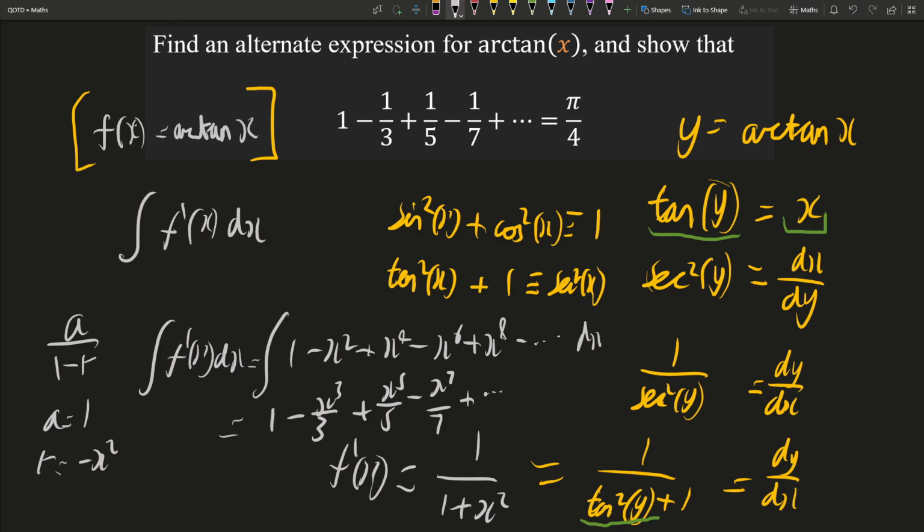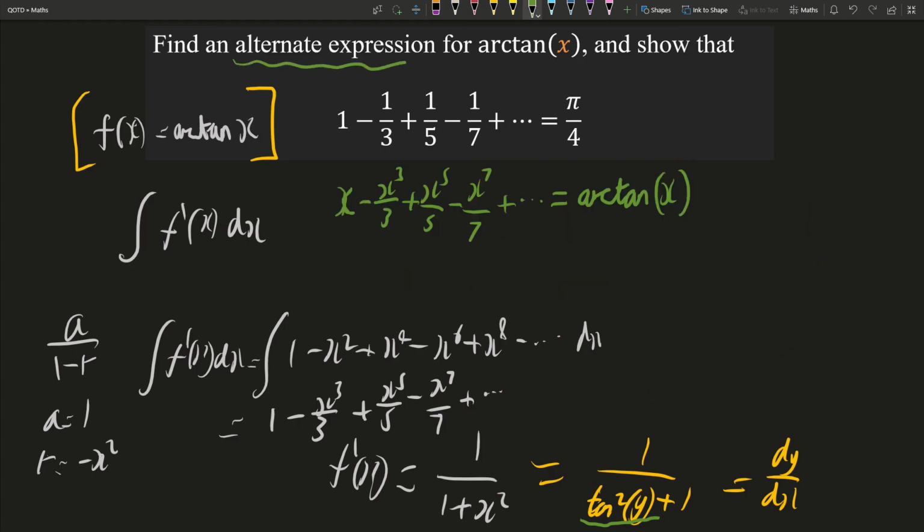And actually the board's getting a bit full now, so I'll just clear it so we can finish up. So we've worked out the alternate expression for arctan, and now we just need to show that this identity holds. As you can see, I've paired it along here, and I wonder what the value of x could be that I have to plug in. Yes, it's x equals 1. And arctan of 1 is of course pi over 4. It's a nice interesting result, I'd say.